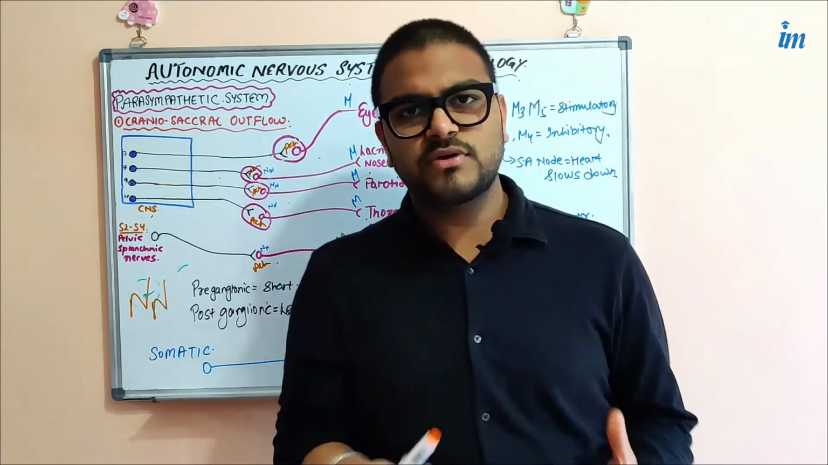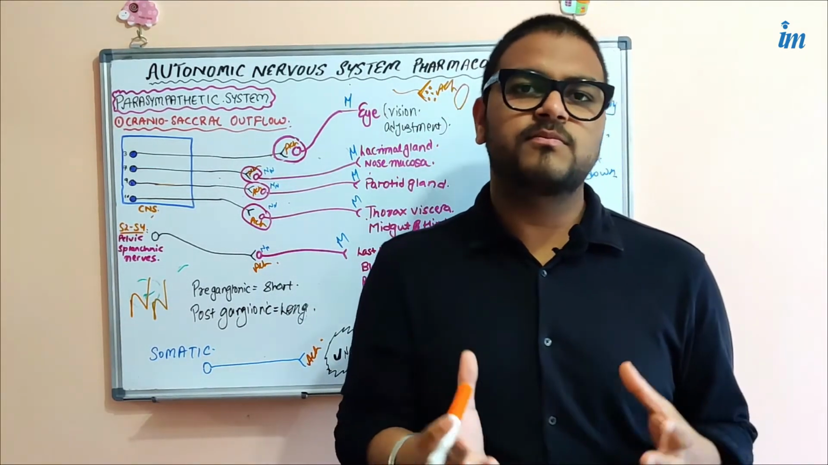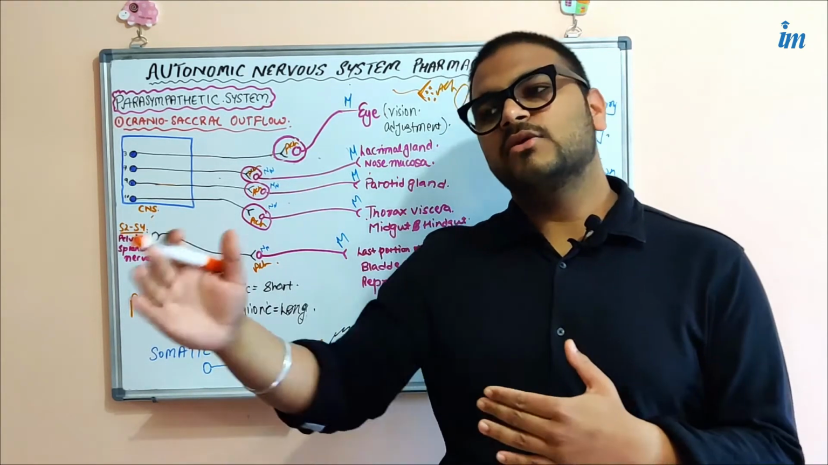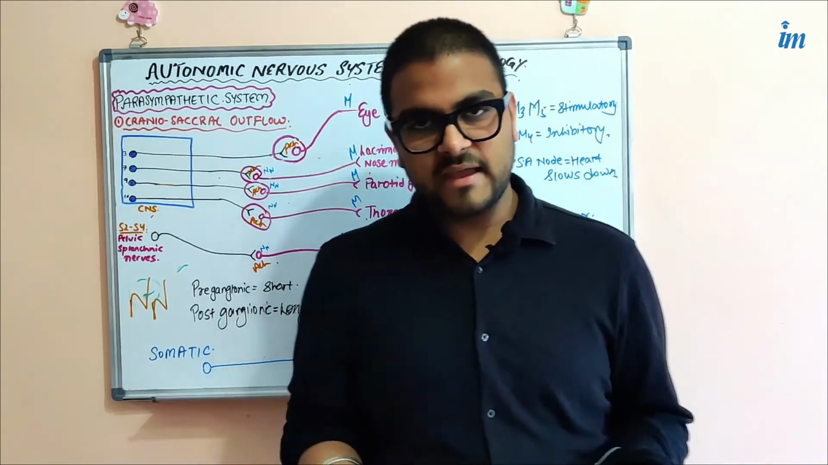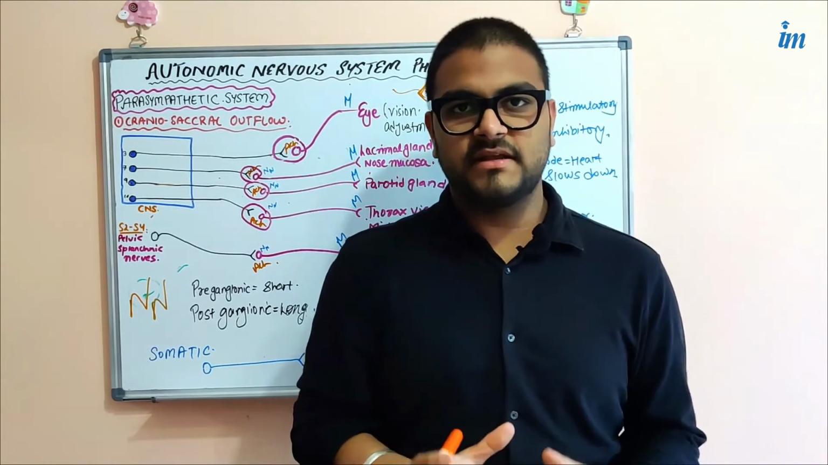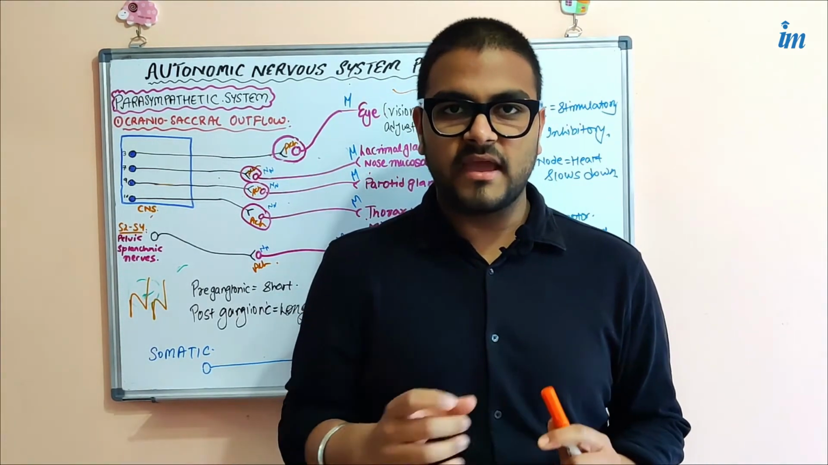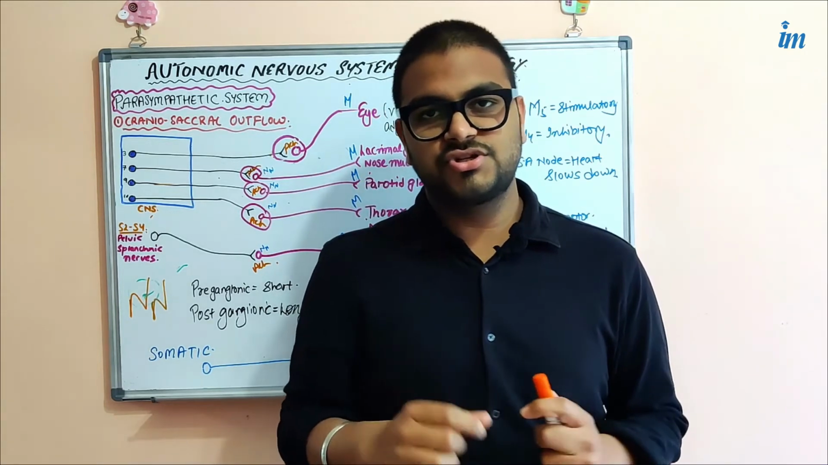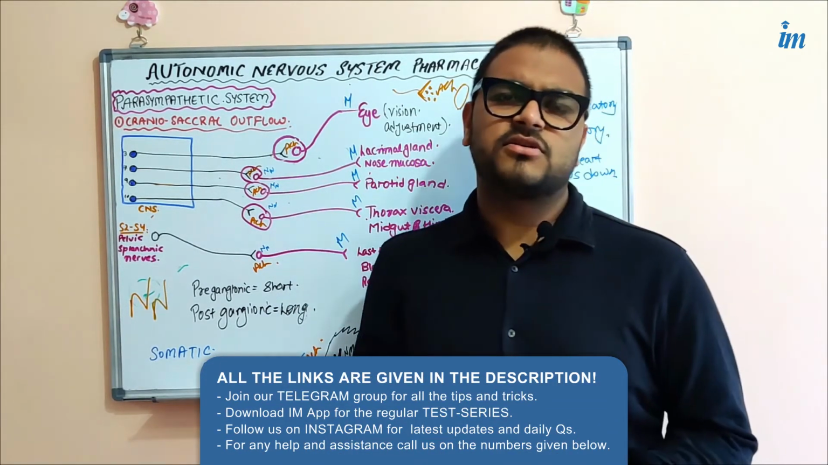Let us summarize what the effects produced by the innervation of the postganglionic neurons in the various organs can be. In the eye, what does the parasympathetic division of the nervous system cause? Constriction of the pupil. Constriction of the pupil. Why are we saying constriction of the pupil?